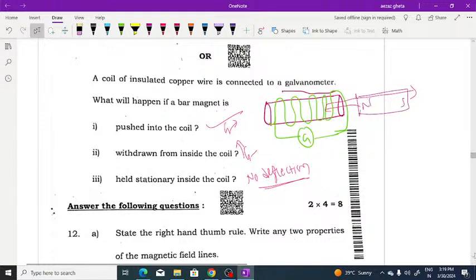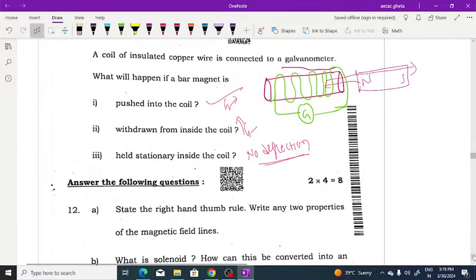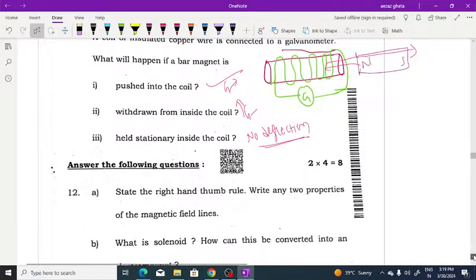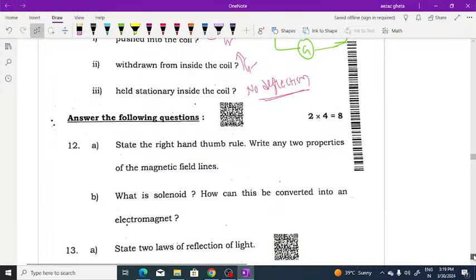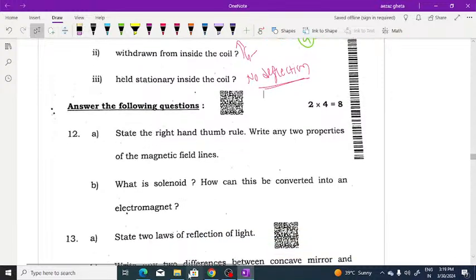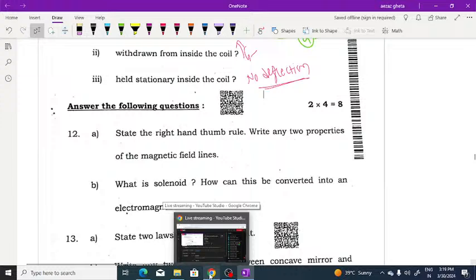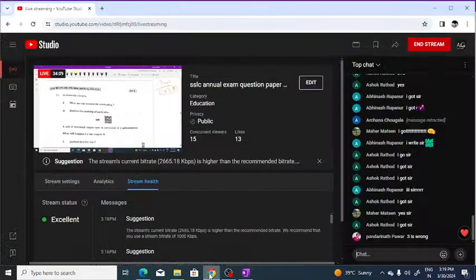Got it? This was a choice question. If you didn't know the previous one, like earth wire and overloading, then you could have picked this one also. This one was easier. How many students wrote this coil experiment?